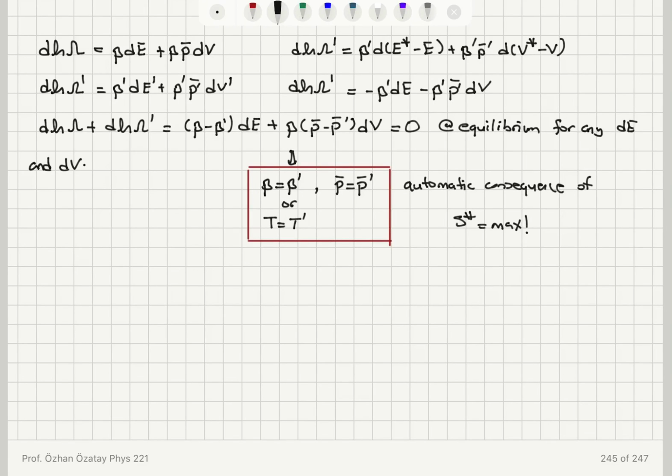If I write d ln omega substituting these results, beta is del ln omega del E, so it is substituted as beta multiplied by dE, and then del ln omega del V is beta times P bar, multiplied by dV. Similarly for d ln omega prime I have beta prime dE prime plus beta prime P bar prime dV prime. Using V prime equal to V star minus V and E prime equal to E star minus E, I can write d ln omega prime as minus beta prime dE minus beta prime P bar prime dV, and the total must be 0. This automatically gives that they must have the same beta value, or the same absolute temperature, and the same mean pressure, P and P prime. So that is going to be the equilibrium condition.